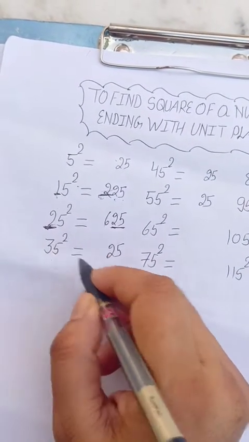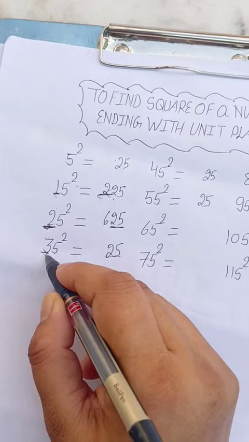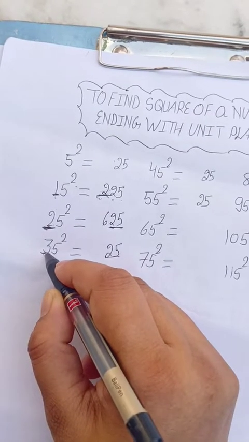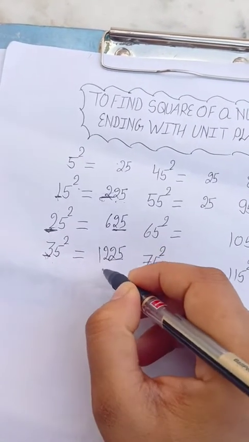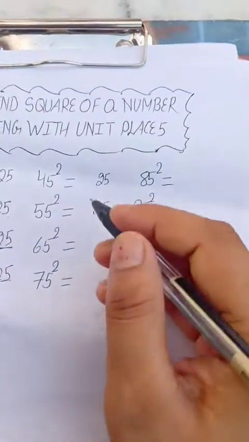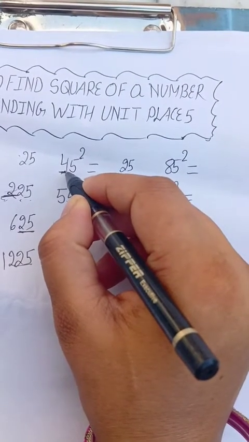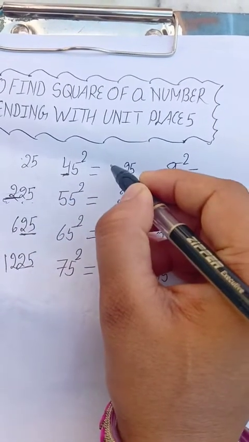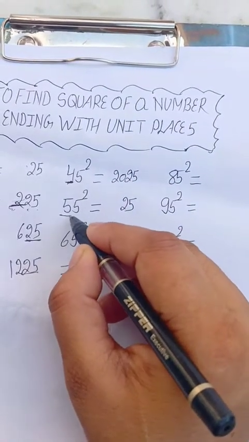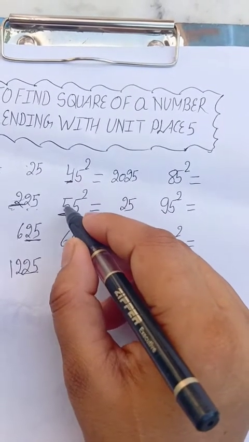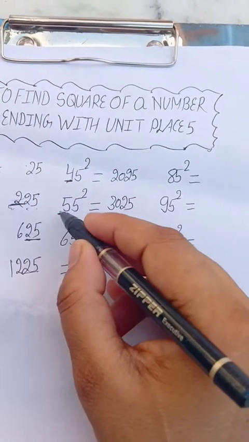Similarly in 35 square the last two digits will be 25, and the successor of 3 is 4. So multiply this digit with its successor, that is 3 into 4. 3 fours are 12. So 35 square is 1225. Similarly here this digit is 4 and the successor of 4 is 5. So 4 fives are 20. 2025 will be the square of 45. Similarly here the successor of 5 is 6, and 5 sixes are 30. So 3025 will be the square of 55.